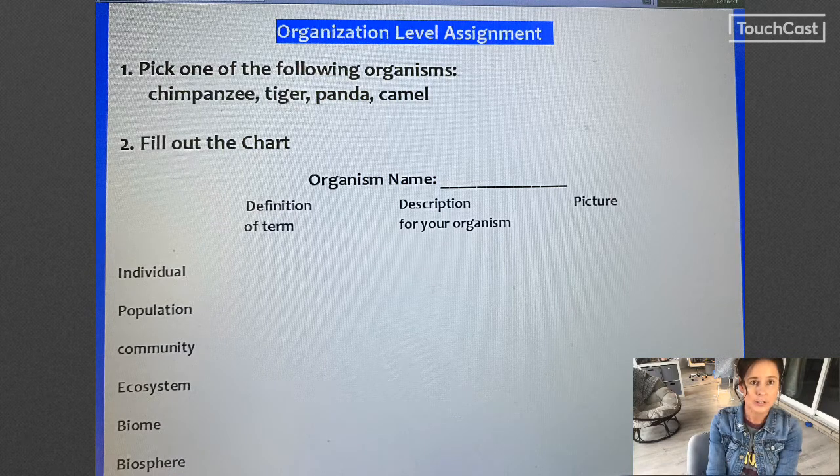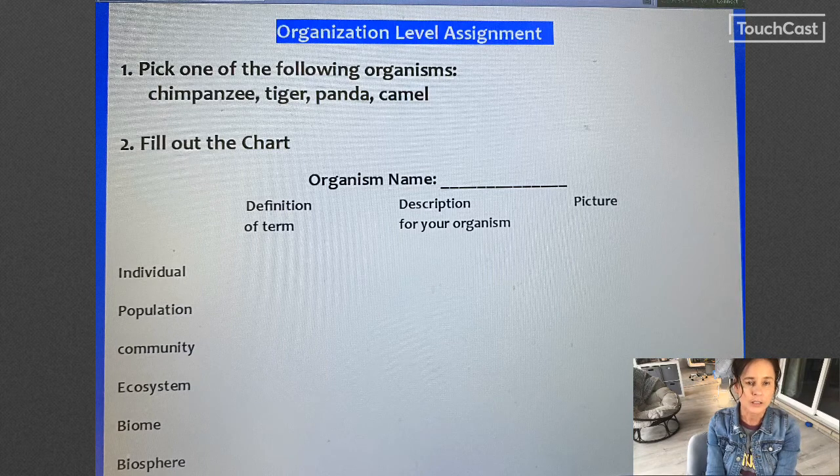So individual, definition, one organism. Description for my organism, one prairie dog. And then I get a picture of a prairie dog. Population, definition, a group of one species. Description, a family of prairie dogs, or a town or a colony of prairie dogs. And then I'd have a picture of my colony of prairie dogs.